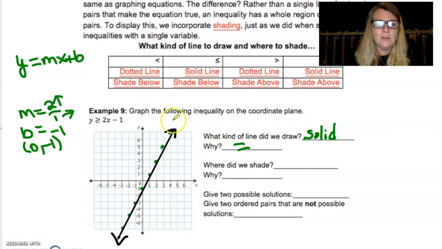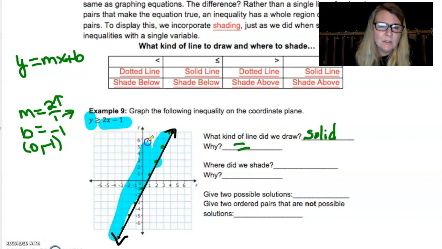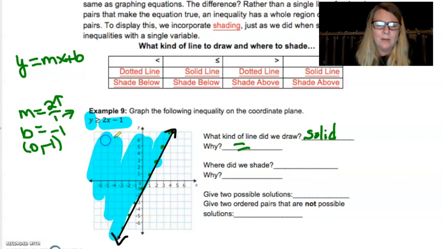So we're going to pick up and do shade. Now the y is the outputs right here. The outputs have to be bigger than what we used to draw our line. Right here's our line. The output on that line at this point is 3. So I need to go to things that are bigger than 3. That's above, so we'll shade in things that are above. Why did we choose above? Because we had the greater than symbol.